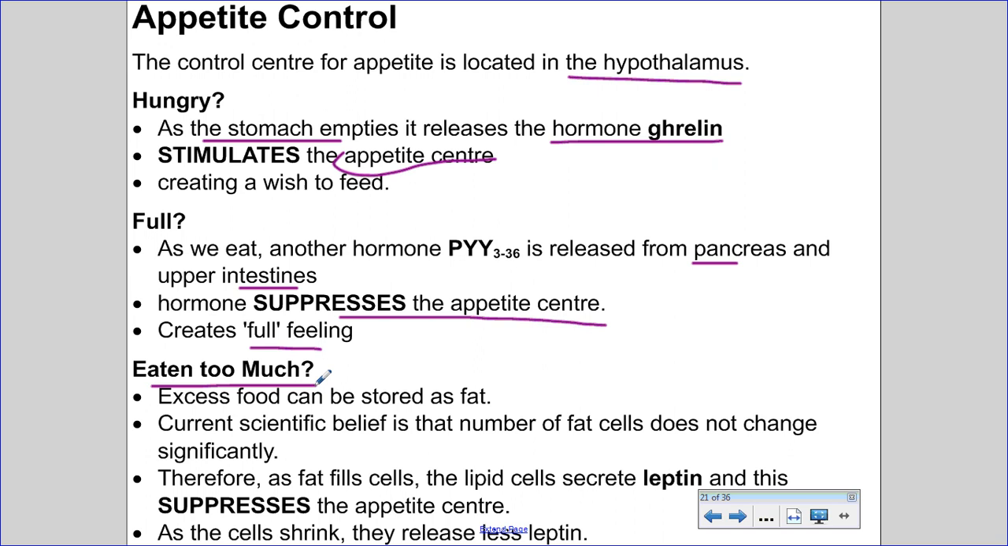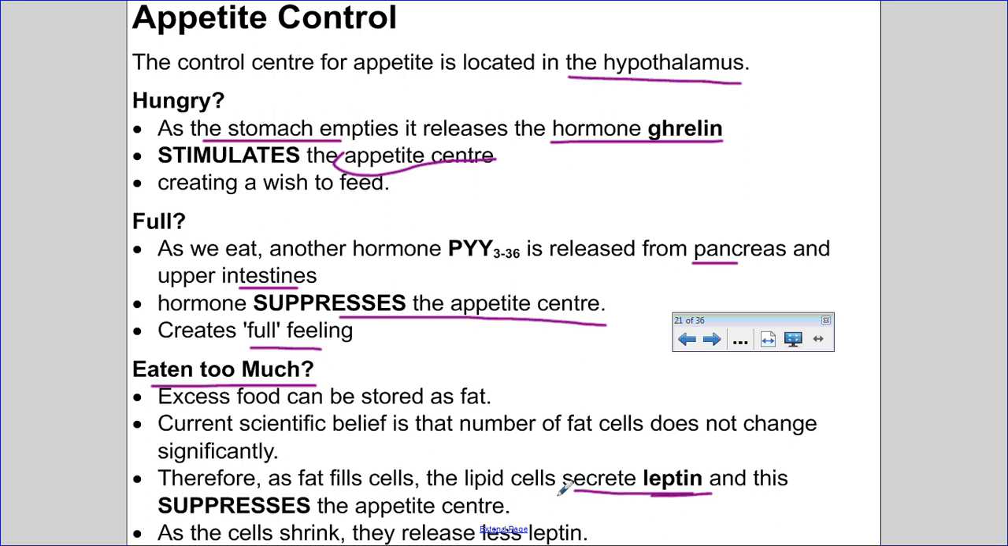If you've eaten too much, excess food can be stored as fat. The current scientific belief is that the number of fat cells does not change significantly. So therefore, as fat cells fill up, the lipid cells will secrete leptin, and this will suppress the appetite center. As the cells shrink, they will release less leptin, and this will not inhibit that appetite center anymore.